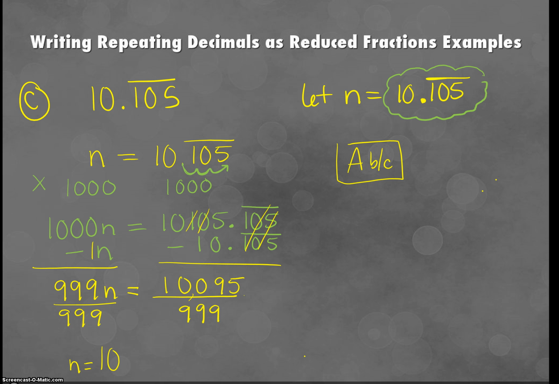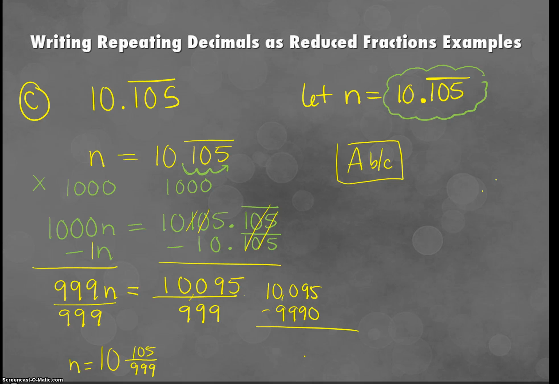So if you do not have the ABC button, you can think 10,095 divided by 999 is 10 and something. So 10 groups of 999. So I take 999 times 10, and you get a product of 9,990. I take that away from my numerator, so I subtract those two numbers, and I get an answer of 105.